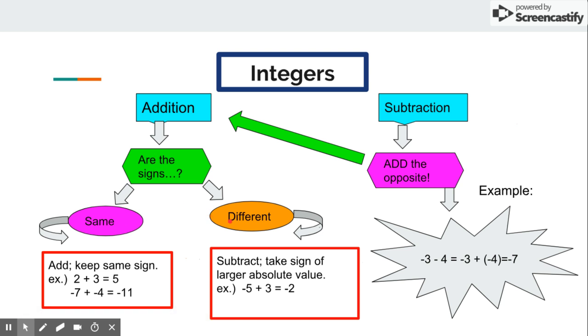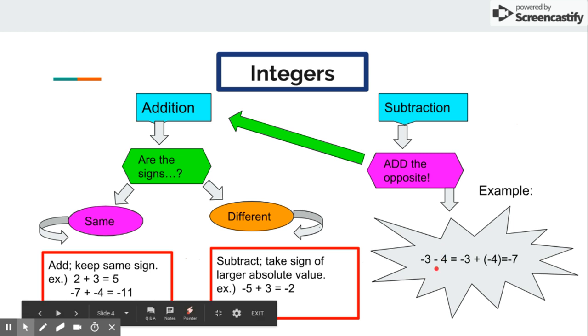So in order to subtract, we change it to addition, and we use the rules of addition. So the example here is, what if we have negative 3 minus 4? Well, we're not going to do negative 3 minus 4. We're going to change it to negative 3 plus negative 4, because adding a negative is the same as subtracting a positive. Both of them take you to the left on the number line. So we're going to change all subtraction to adding the opposite.